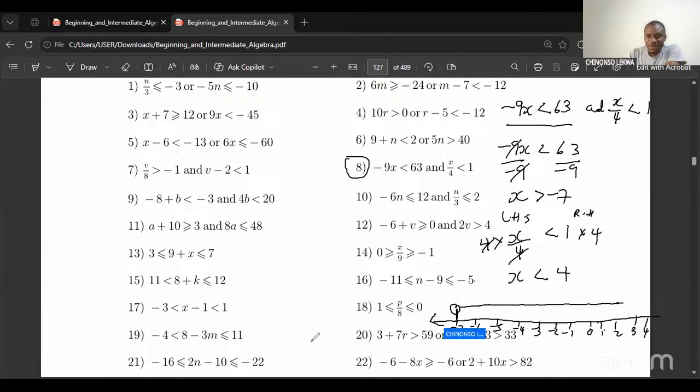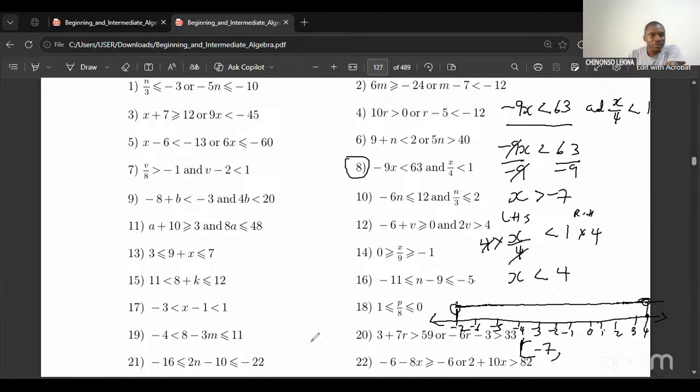And then for the other one, x is less than 4. So the solution is just the part where they intersect, from this point. If I want the interval notation, it's going to be on this side, negative 7, comma, and then the maximum one.